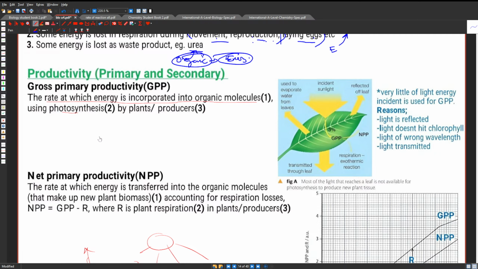Gross primary productivity. So finally, we're going back into plants, specifically the relationship between your producers and your primary consumers. Why are we looking at this? Because, on the topic of energy loss, what energy is made? What energy is used for metabolic reasons? What energy is lost in respiration?